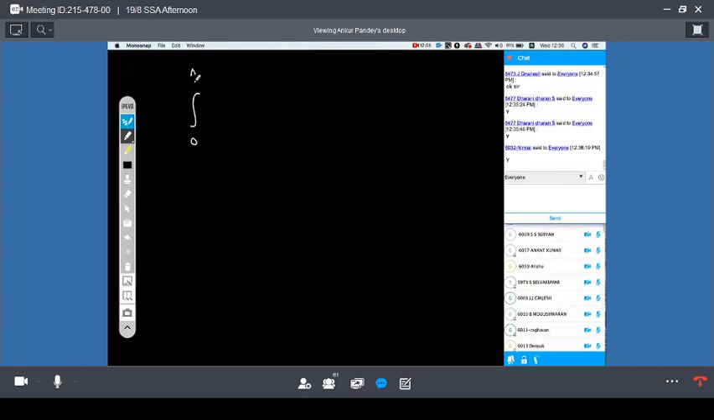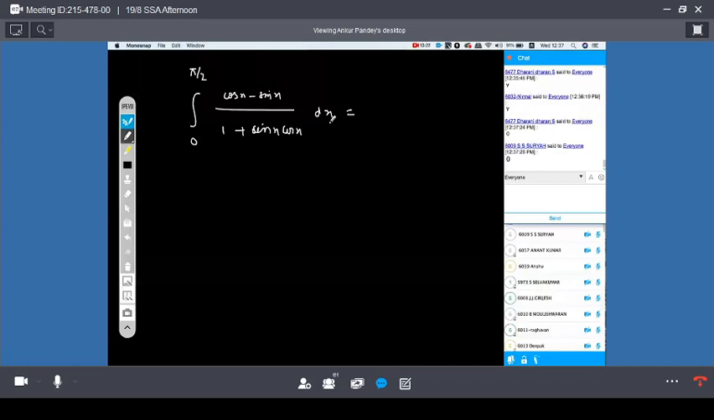Chocolate question. 0 to pi by 2 of (cos x minus sin x) upon (1 plus sin x cos x) dx. 10 seconds, not more than that. 0. That's it. Good. Very good. Got it, guys? Everyone?